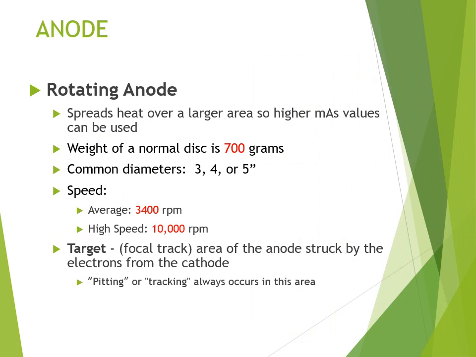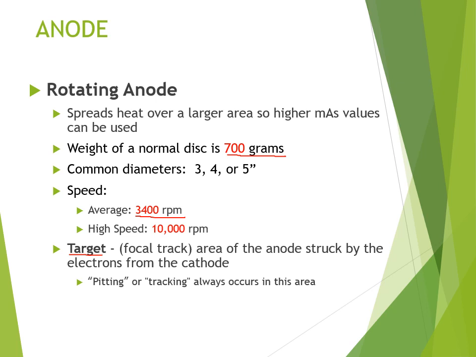So the rotating anode is going to spread heat over larger areas so higher mA values can be used. The weight of a normal anode disc is 700 grams, and we have common diameters of 3, 4, or 5 inches. As far as the speed of the rotating anode, an average speed is 3,400 revolutions per minute. If you have a high-speed anode, which is common in angiography, it's approximately 10,000 revolutions per minute.